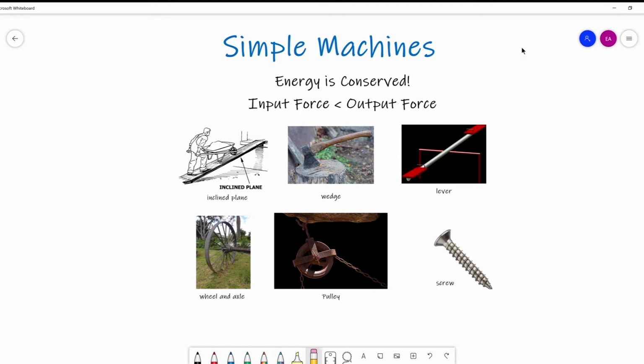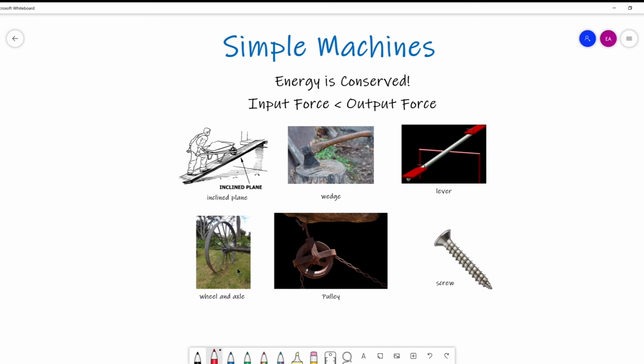Hi everyone! So last week we talked about simple machines and how they help us do work by amplifying force, meaning that the output force is greater than the input force. We learned that there are 6 types of classical simple machines: the inclined plane, the wedge, the lever, the wheel and axle, the pulley, and the screw. We also took an in-depth look at the wheel and axle, wedge, and pulley.